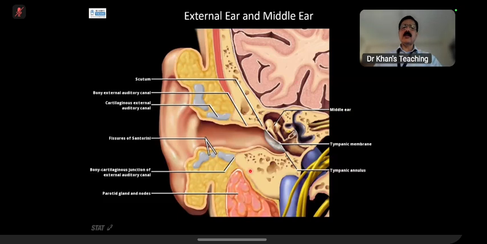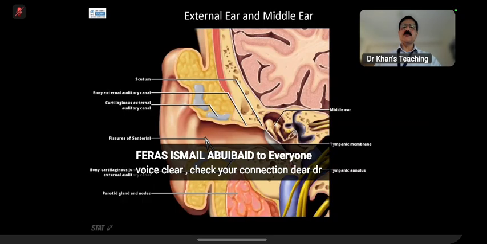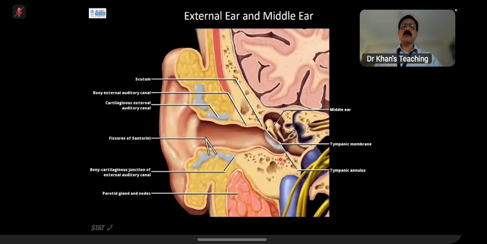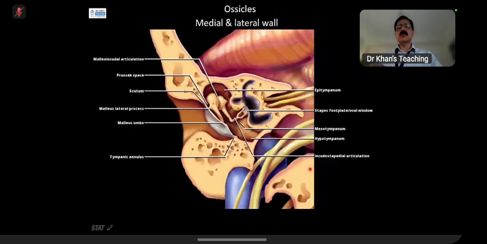So first of all, the relations I have covered. Lateral is the external ear, medial is the inner ear, superior is the middle cranial fossa, the brain, inferior is the jugular foramen, anterior is the carotid canal, and posterior is the mastoid ear cells. So this is the key concept. Now let's go into details.